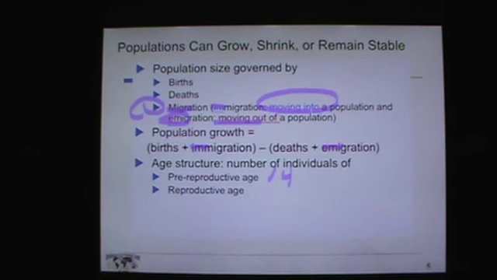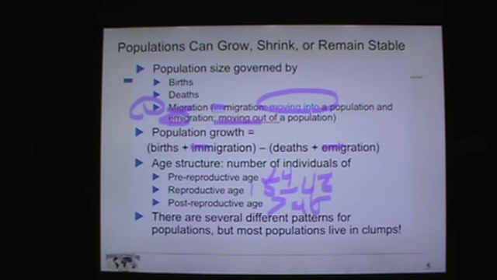Reproductive age is about 15, I think they say, to about 45, according to the experts. And post-reproductive age is, of course, anybody who's older than 45 years. There are several different patterns for populations, but most populations live in clumps.